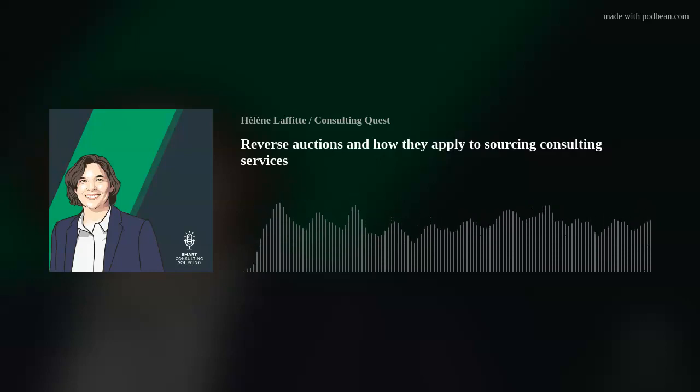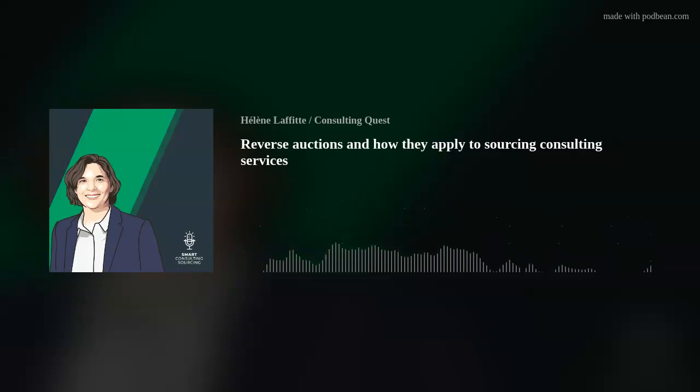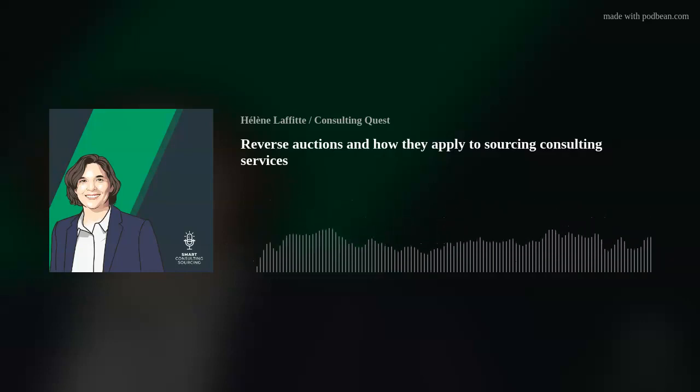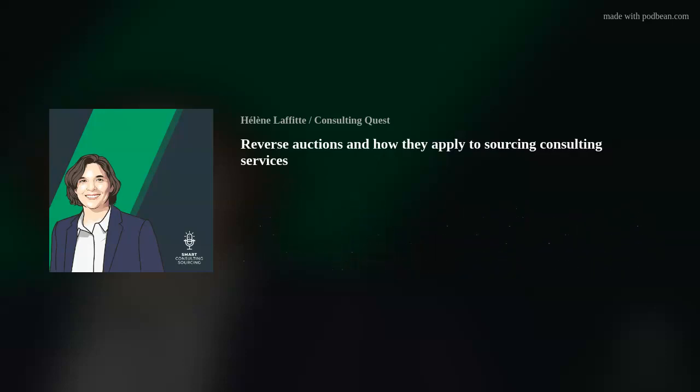Reverse auctions make sense in some very particular situations, like when you need to source something very quickly. But once again, reverse auctions can be used by any organization, but it doesn't mean that they should be used for every purchase. Okay, reverse auction sounds interesting, but how do they work?